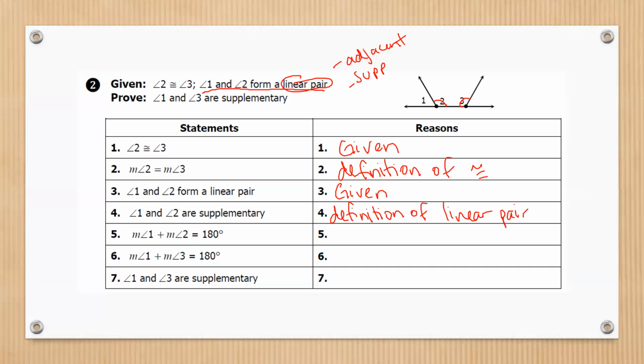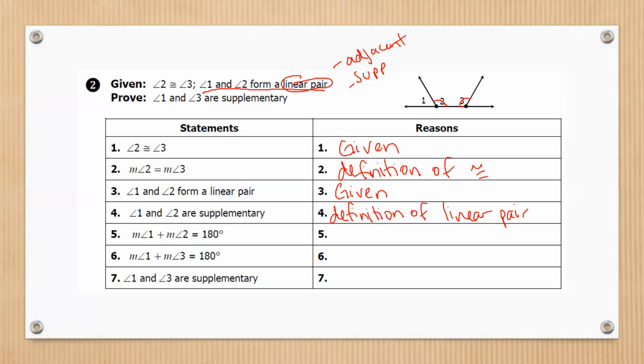You could also write it out like that: all linear pairs are supplementary. That would be okay. If you didn't want to write the whole definition of linear pair, you could just write out that linear pairs are supplementary. That's a good reason.